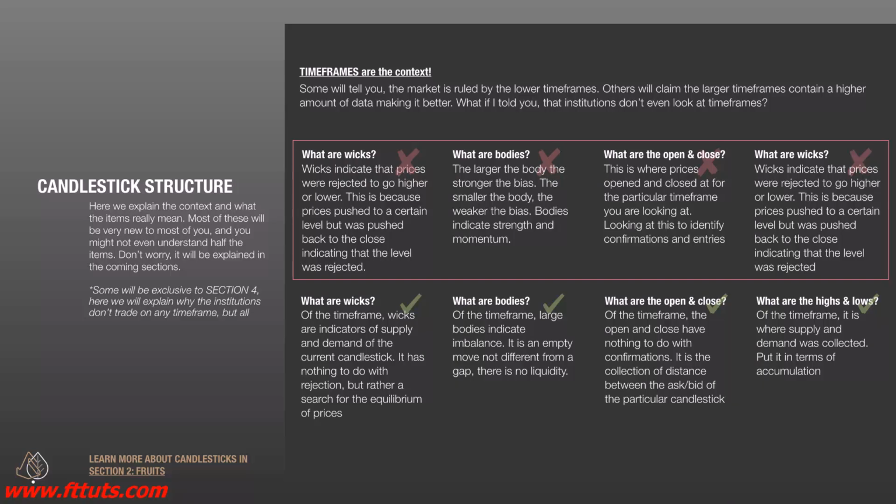Okay, so what are wicks? Of the particular time frame, wicks are indicators of supply and demand of that current candlestick. It has nothing to do with rejection, but rather a search for equilibrium of prices. Bodies, on the other hand, of the particular time frame, large bodies indicate imbalance. That means that there is not enough liquidity. Okay? Most people actually think, oh, there's so much liquidity, that's why momentum actually happens. No, it is because there is not enough liquidity. It is an empty move.